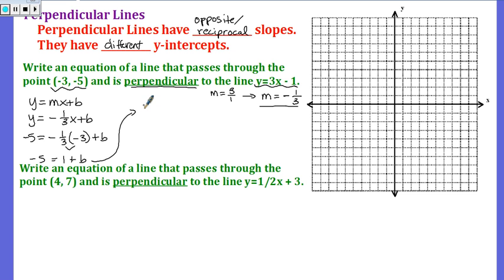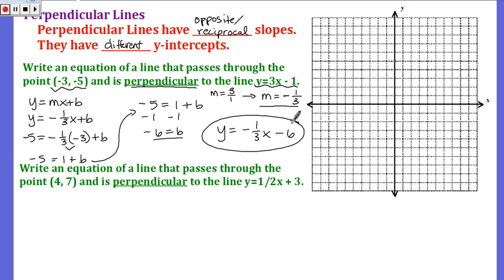I simplify. When I type that in my calculator, I get 1 plus b is equal to -5. Then when I go to solve, I subtract 1 from both sides, and I get -6 is equal to b. So I take my b value and my m value, and I write it in slope-intercept form. That line is perpendicular to the line y = 3x - 1.